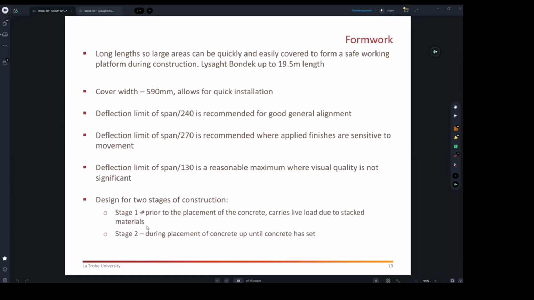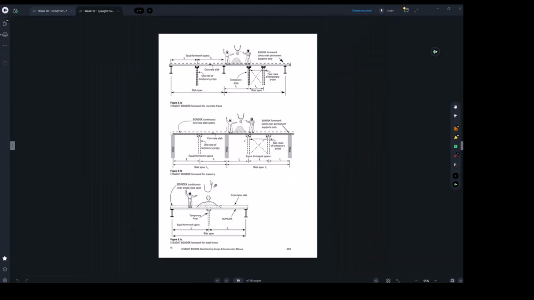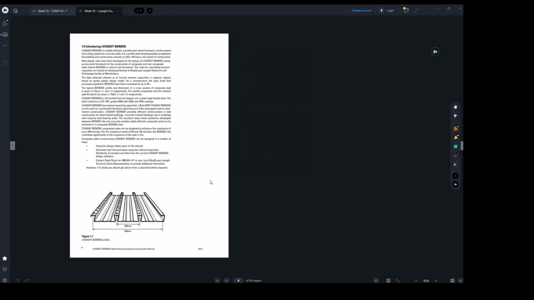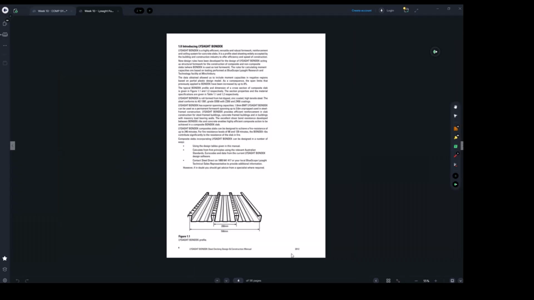Now, all those designs, in real practice, are not done by the structural engineers who do the drawings. They are done by the suppliers, by the engineers who work for the supplier, like the engineers who work for bonding. They have created this document. They have gone through all those loading scenarios and all the arrangements. Okay.